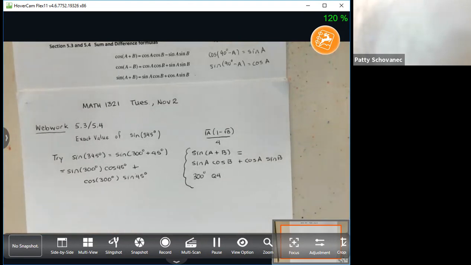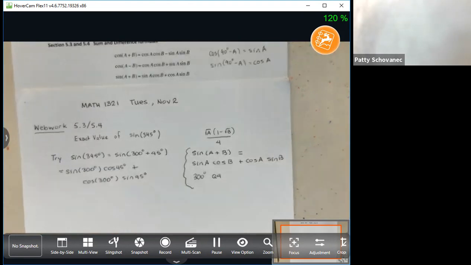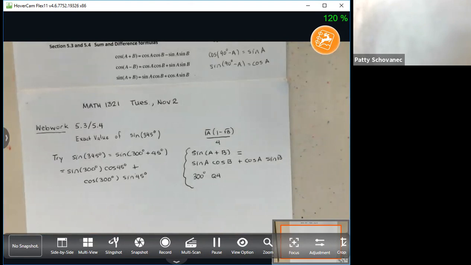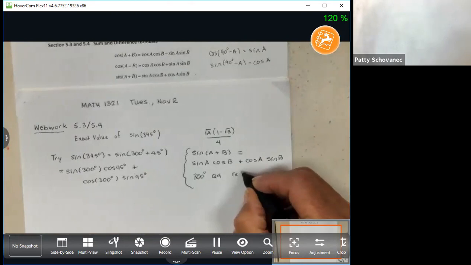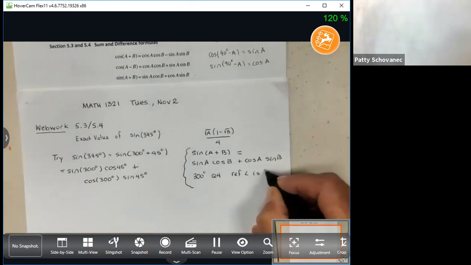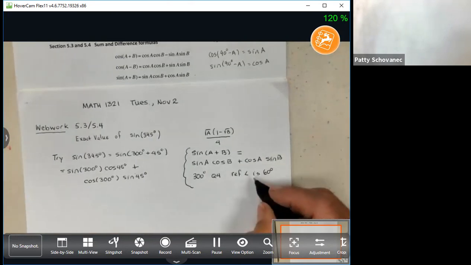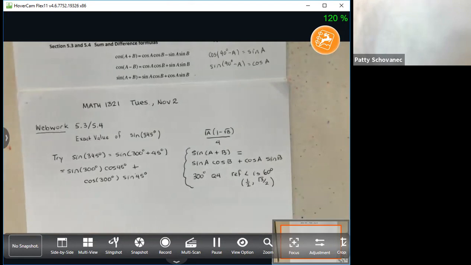300 degrees corresponds to a reference angle of 60 degrees. The ordered pair at a 60-degree angle was x is 1/2, y is square root of 3 over 2, x being the cosine of the angle and y being the sine of the angle. At 45 degrees, both sine and cosine are square root of 2 over 2.